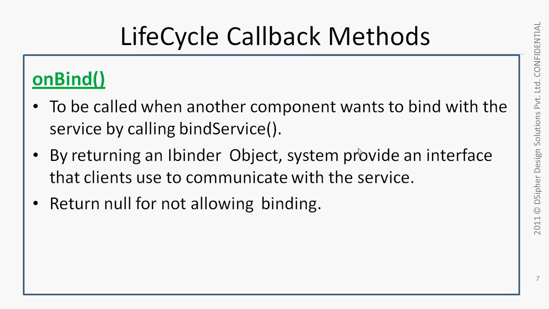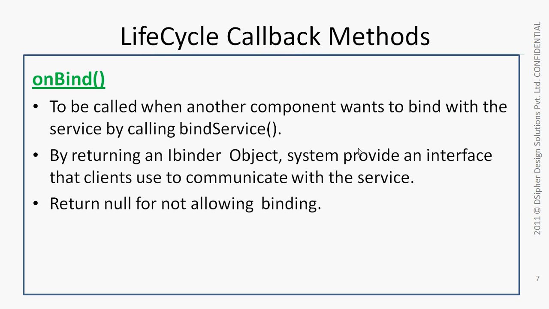Alright, the second method is onBind. This method will be called when another component wants to bind with the service by calling bindService. As I just told you, this follows the second type of lifecycle of the service. By returning an IBinder object, the system provides an interface that the client uses to communicate with the service. So this is a type of client-server mechanism, where the service acts as the server. And if you don't want to allow binding, this method will return null.